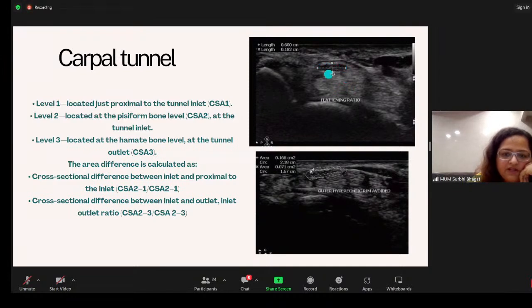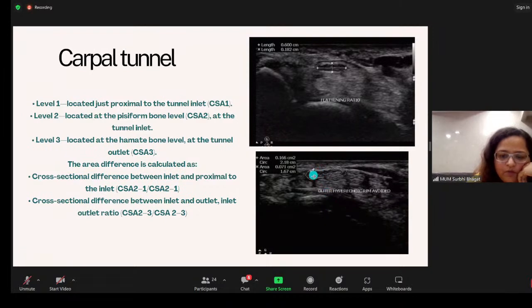Something called the flattening ratio is also found. You can look into the references I will show you, because for lack of time we cannot do it in detail. But these are very important when you want to say that the patient is suffering from carpal tunnel syndrome and there are sonographic findings, because sometimes nerve conduction studies may be equivocal or symptoms may not match with carpal tunnel. You are in confusion with the diagnosis, but ultrasound may help here.